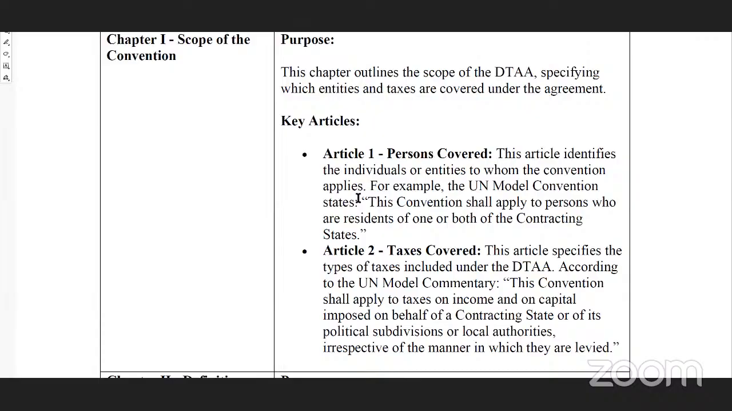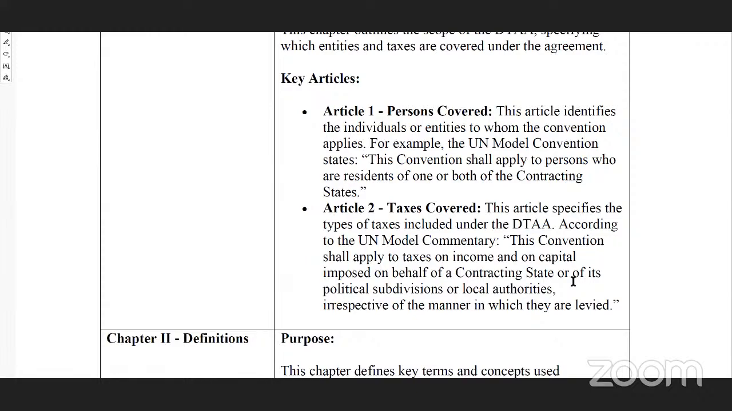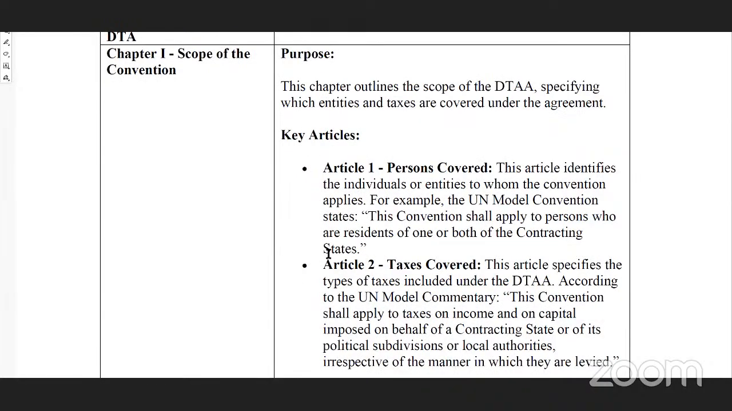For example, the UN model states that this convention shall apply to persons who are residents of one or both of the contracting states. So for persons covered, it covers residents of either state or both states, right? Before you can enjoy a benefit in the treaty, you must be resident in either state, making it the scope. Then the taxes that will be covered. Mostly, it covers taxes on income and capital, right? That's the first chapter of the DTA that talks about the scope, what the DTA covers.